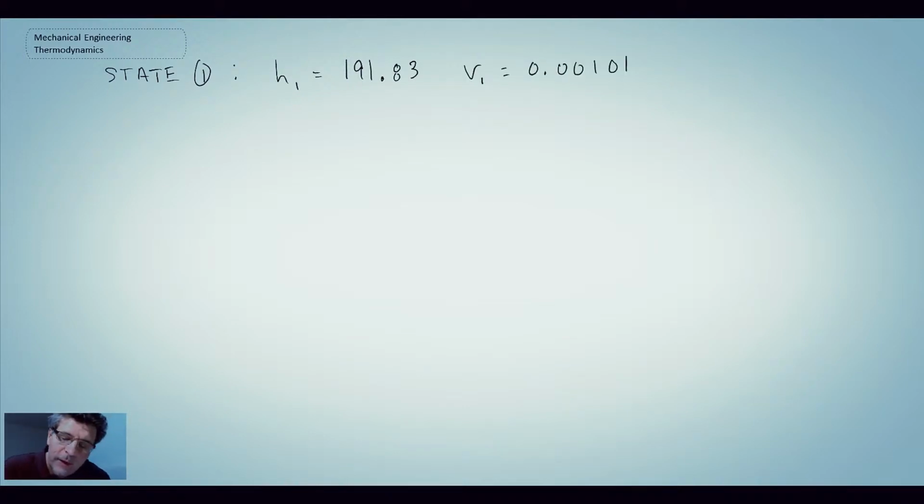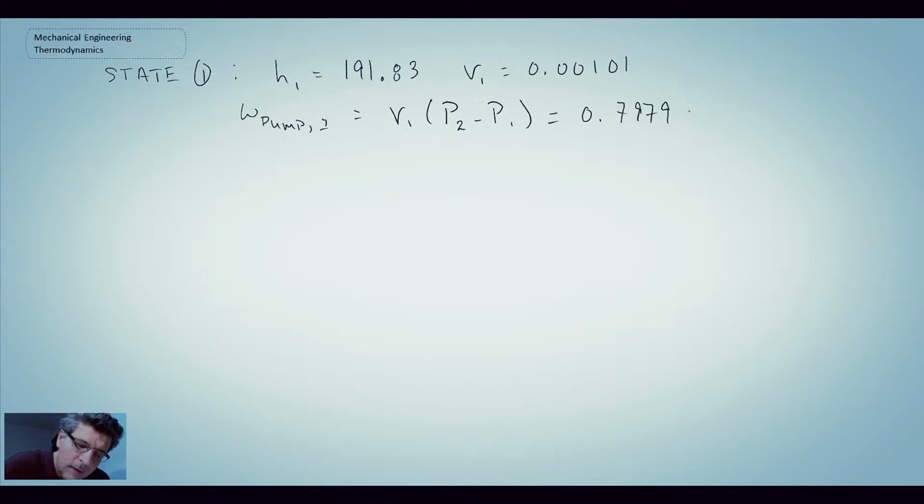To begin with, state 1, we can go into the steam tables, and there we're dealing with a saturated liquid. So I would pull out the enthalpy value as well as the specific volume at state 1. With that, we want to determine the enthalpy at state 2. To do that, we'll use the steady flow equation for work into a pump. Recall that we can evaluate it knowing the specific volume at 1 and the pressure change between states 2 and 1. That work is equal to the change in enthalpy between states 2 and 1.